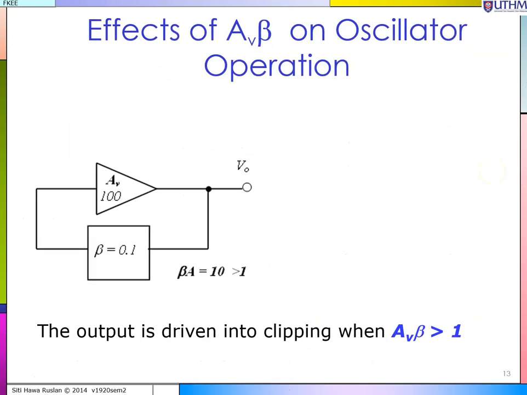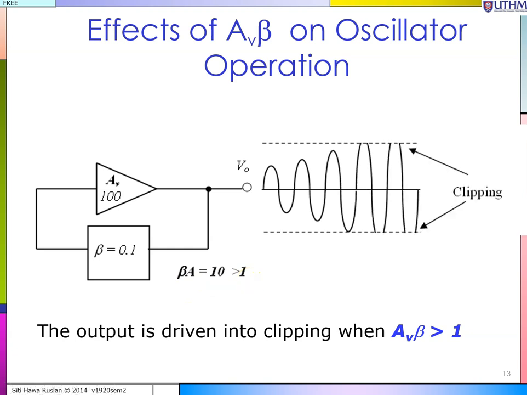Okay, now we look into the effect of beta A if the value is not equal to 1. For example, I have an amplifier with a gain of 100 and my beta is 0.1. 100 multiplied with 0.1, I get beta A of 10, which is greater than 1. What will happen is, since it is greater than 1, because this is a closed loop, it will be amplified again and again until it saturates. So there is clipping at the output because the peak to peak of your output signal will be limited by the power supply. This is when beta A is greater than 1. We don't need this.